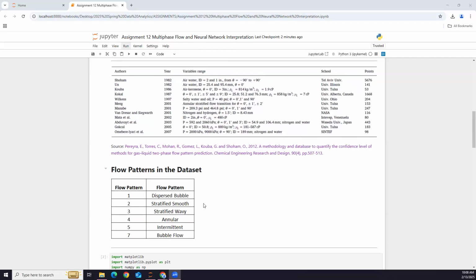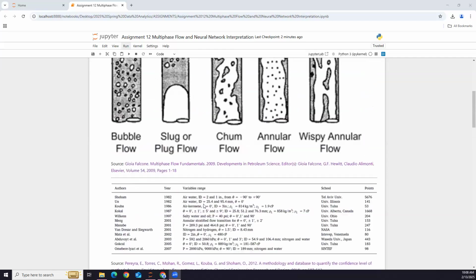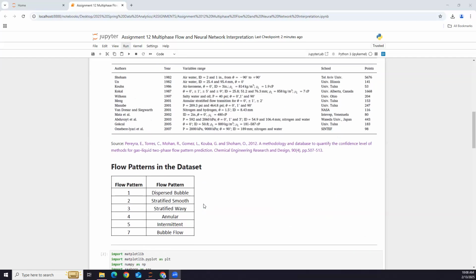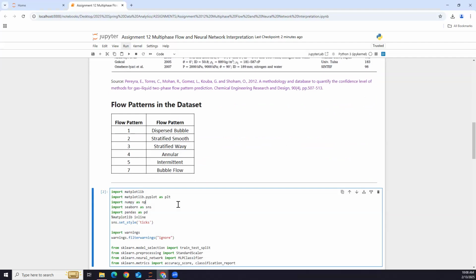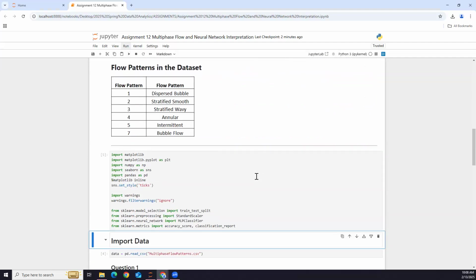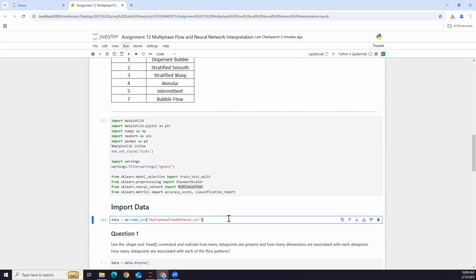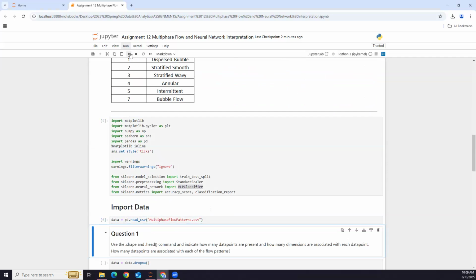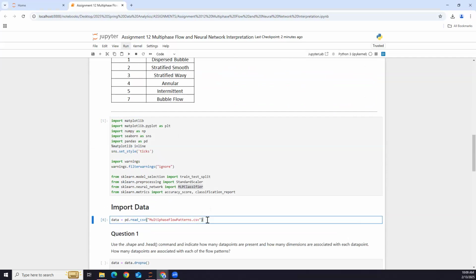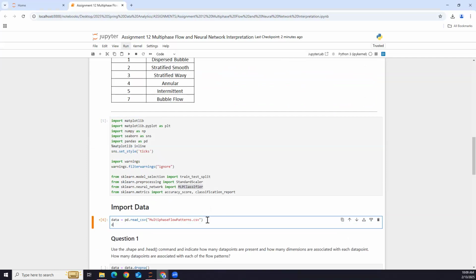So first things first, we are going to be reading in our data set. We are going to be solving this problem using a neural network classifier. And my data set is in a CSV file. I'm going to read that CSV file, and we can also look at what the data contains.